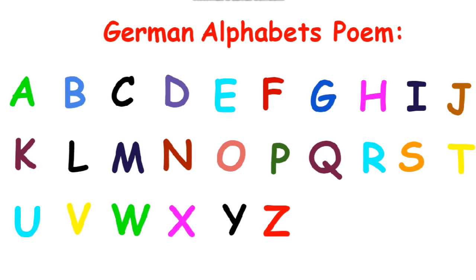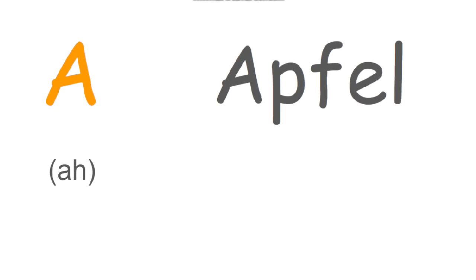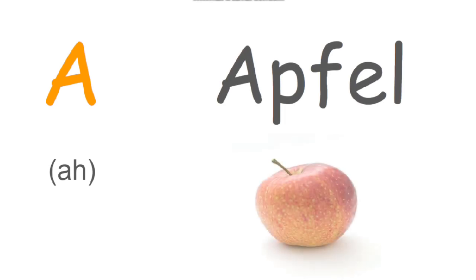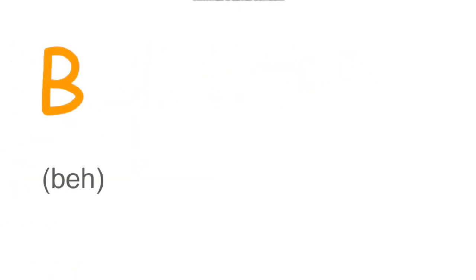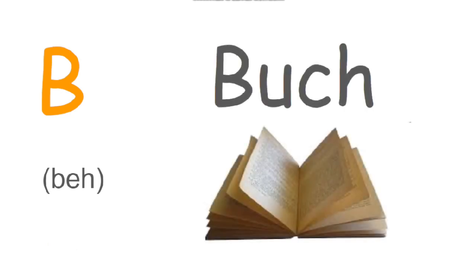Now let's have a look at each letter and learn German words. Let's start with the first letter, that is A. Please repeat after me. A, Apfel. Apfel means apple. Let's continue with B. The German word with the letter B is Buch, which means book.